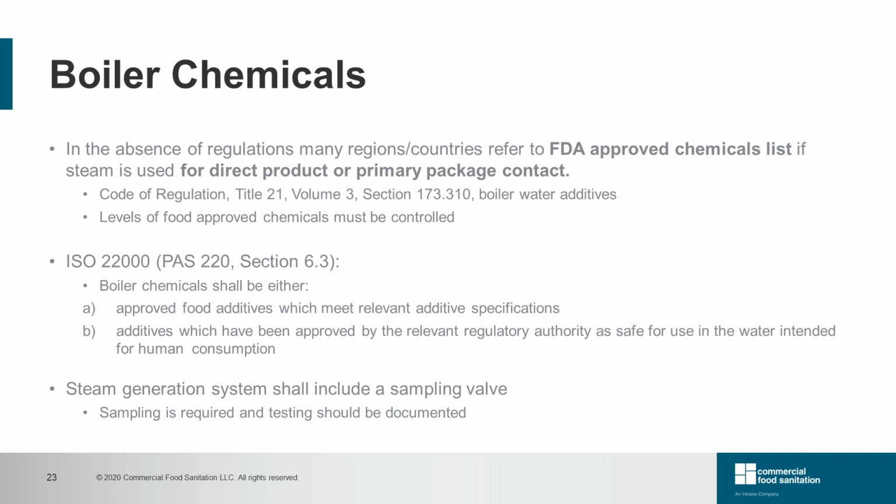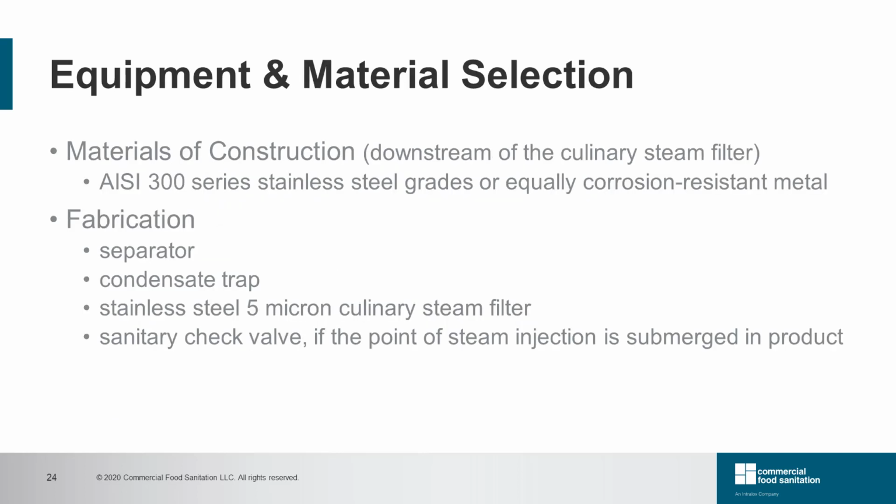Steam generation systems should include a sampling valve, as sampling and testing is required. The steam generating equipment and piping need to be manufactured using corrosion-resistant materials, such as 300 series stainless steel. A separator should be installed to remove particles 30 microns prior to the injection heater. A condensate trap is located downstream from the separator. Further down the line, a stainless steel 5-micron culinary steam filter should be in place. Lastly, a sanitary check valve should be installed if steam injection is submerged in the product.